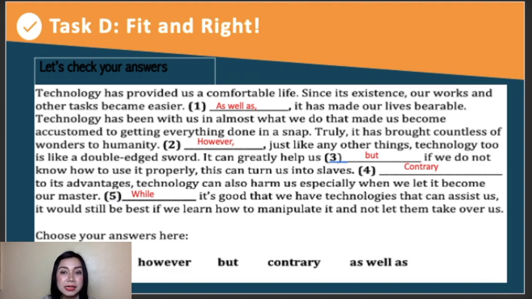It can greatly help us, but if we do not know how to use it properly, this can turn us into slaves. Contrary to its advantages, technology can harm us, especially when we let it become our master. While it's good that we have technologies that can assist us, it would still be best if we learn how to manipulate it and not let them take over us. So, these are the correct answers. Who got perfect? 5, 4, 3, 2, 5, 4, 4. Okay, at least no one got 0. Congratulations, everyone. Let us now check our mood.